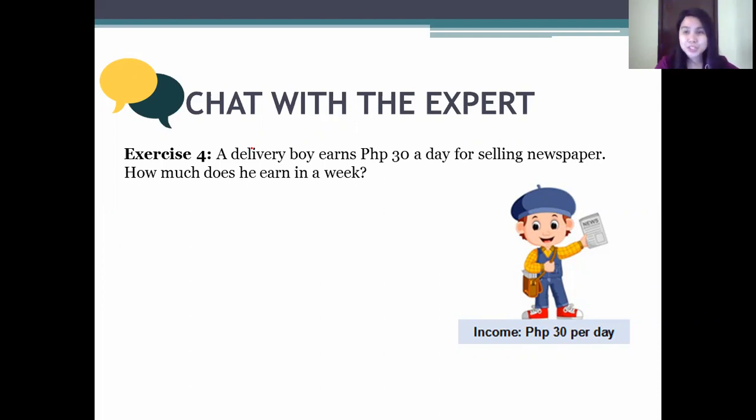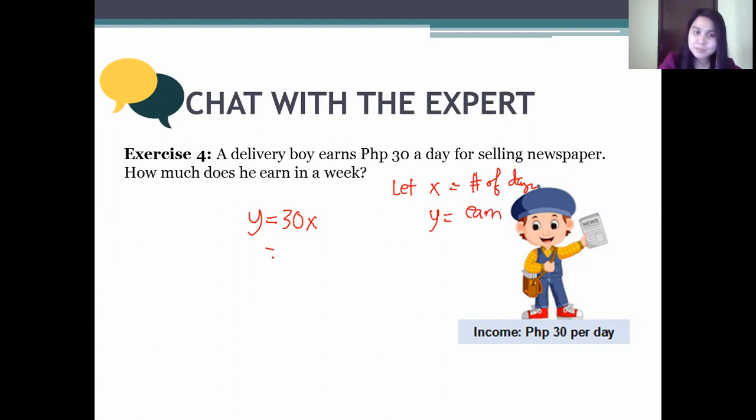But how can we show our procedure? This can be written as y equals 30x. We start. Let x be the number of days. What will be y? Y will be the earnings. So let's substitute. 30 is the constant of variation. It's constant income per day. So 30 times 7. So we have 210 pesos.